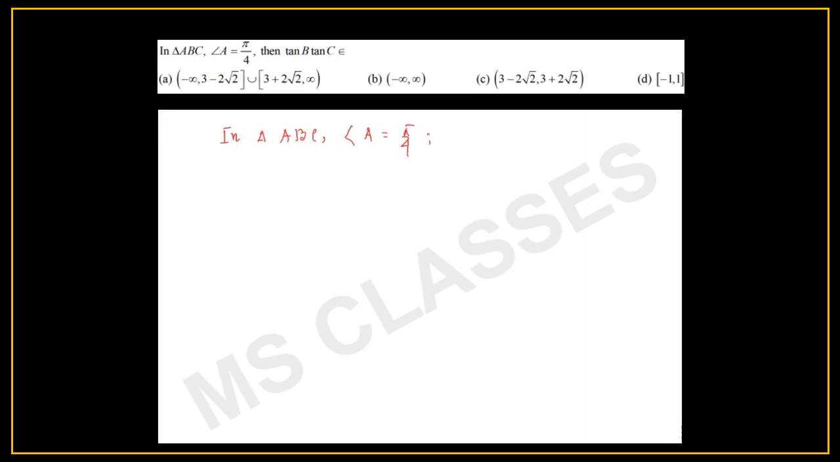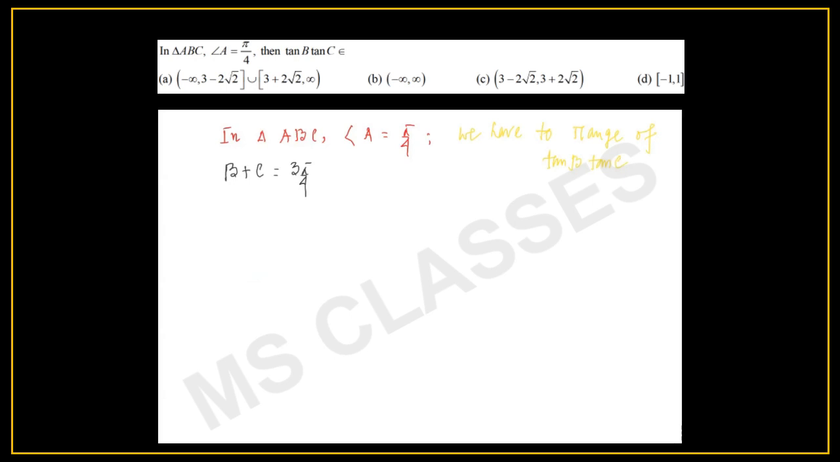So first of all, angle A is given pi by 4 and we have to find all possible values of tan B and tan C. Basically, we have to find the range of the product tan B into tan C. So in this case, since we have to find the product of tan B tan C, we have the angle A as pi by 4. Now, if we have the angle A as pi by 4, we can say that B plus C equal to 3 pi by 4.